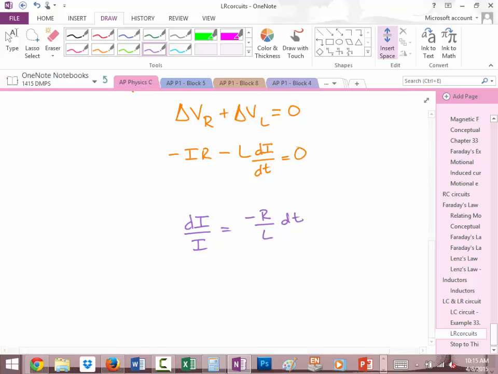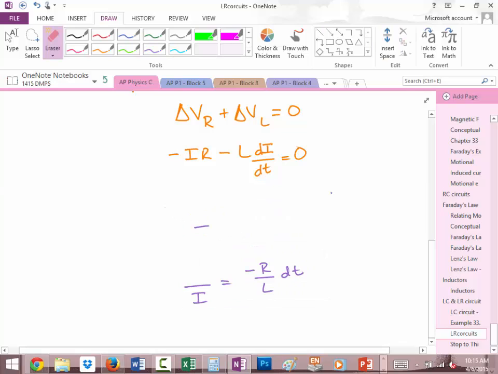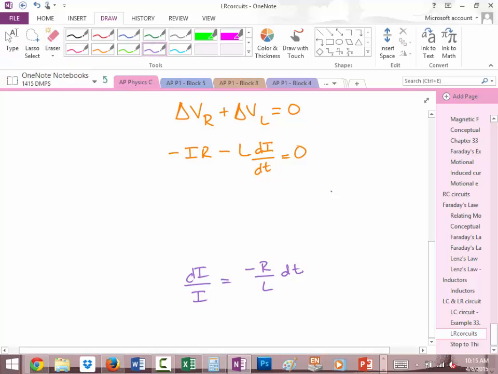Right. Here, let's go through it. Okay, so you add L dI/dt. So if I leave the dI/dt stuff over here, we've got negative L dI/dt is equal to IR. Is that okay? I'm going to multiply by dt on both sides.